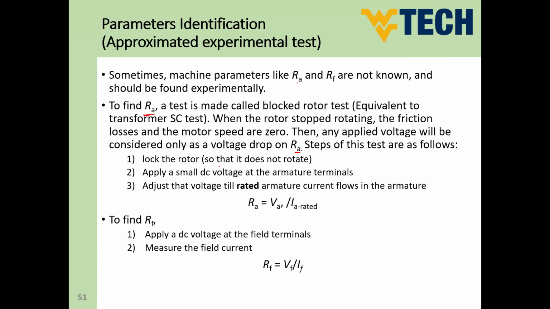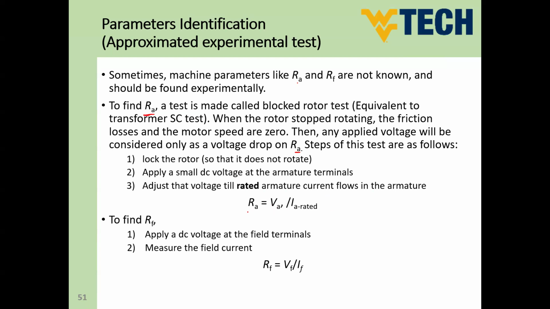Steps are as follows. Lock the rotor so that it doesn't rotate. Apply a small DC voltage at the armature terminal. Adjust the voltage till rated armature current flows in the armature. And then, having recorded the volt and current, you can say R_A equals V_A divided by I_A.